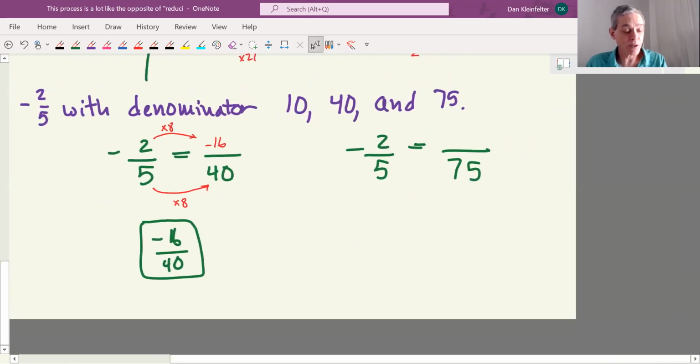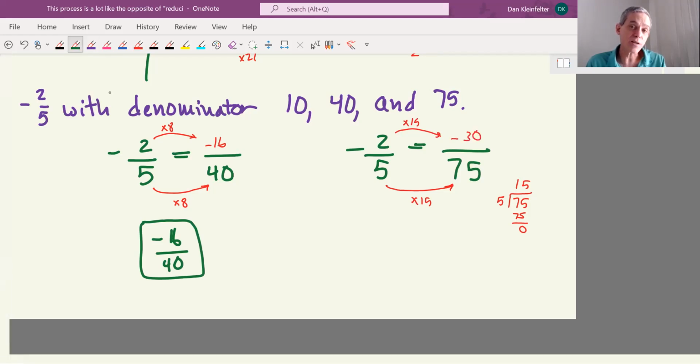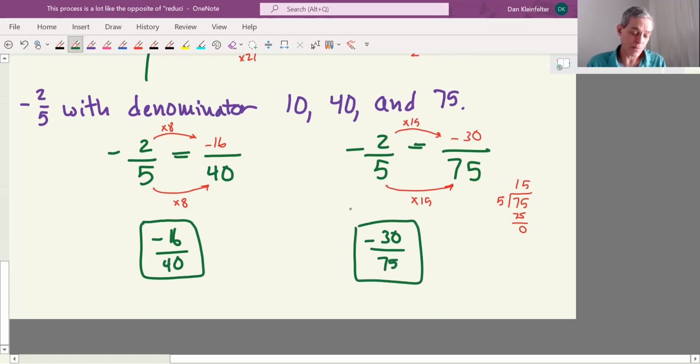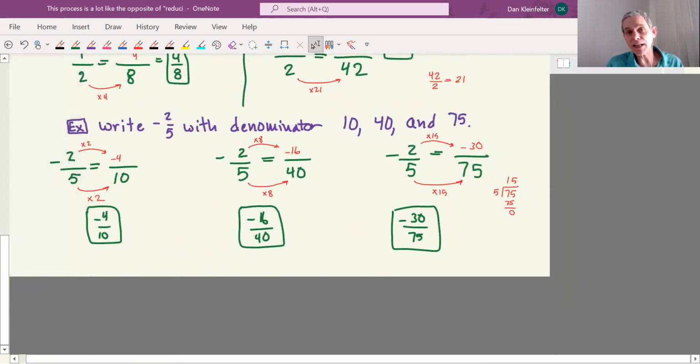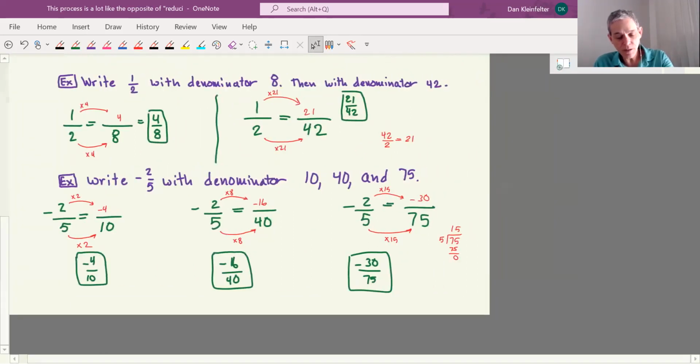Okay, lastly, we want to turn this into 75ths. So this one may take you a little more thinking. Here we need 75 divided by 5, and that will be 15. So 5 gets multiplied by 15 to become 75. And so we'd have to multiply the numerator by 15 also. Negative 2 times 15 is negative 30. So this would give us the fraction negative 30/75. All right, so we've succeeded in unsimplifying or unreducing or building up these three fractions. So let's move along.